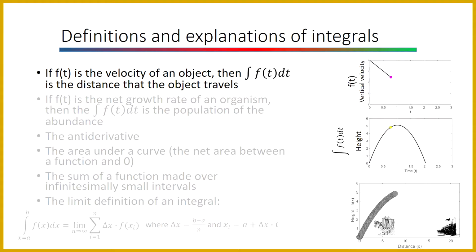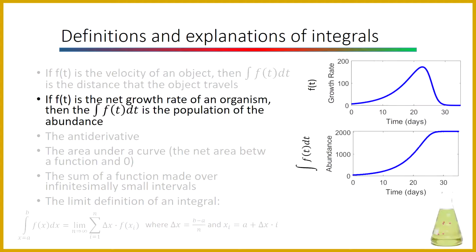One way to think about an integral is by thinking about moving objects. If we have a function, f of t, that describes the velocity of an object as a function of time, then the integral of f of t with respect to t will be the distance that the object travels. For instance, if f of t is the vertical velocity of a rock that we launched with a catapult, then the integral of f of t will give us its height relative to the height it started at.